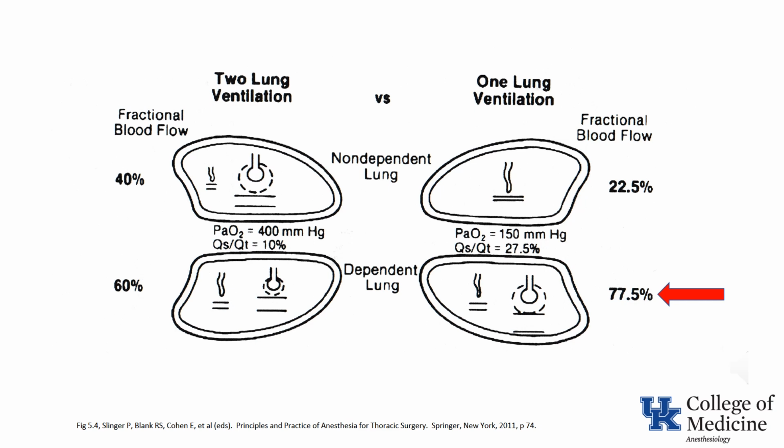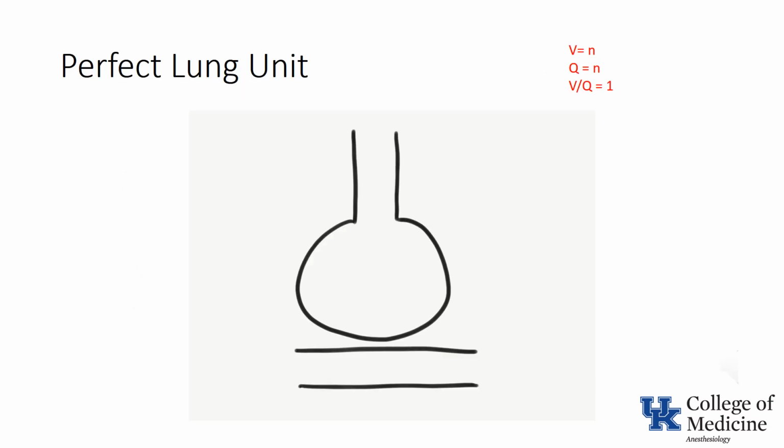Consider what would occur if gravity played no role in lung perfusion. In that circumstance, ventilation would be limited to the dependent lung, while perfusion was equal throughout both lungs, resulting in a 50% shunt fraction. In a very real way, one lung ventilation is only possible because of the fact that perfusion is preferentially distributed to the dependent lung.